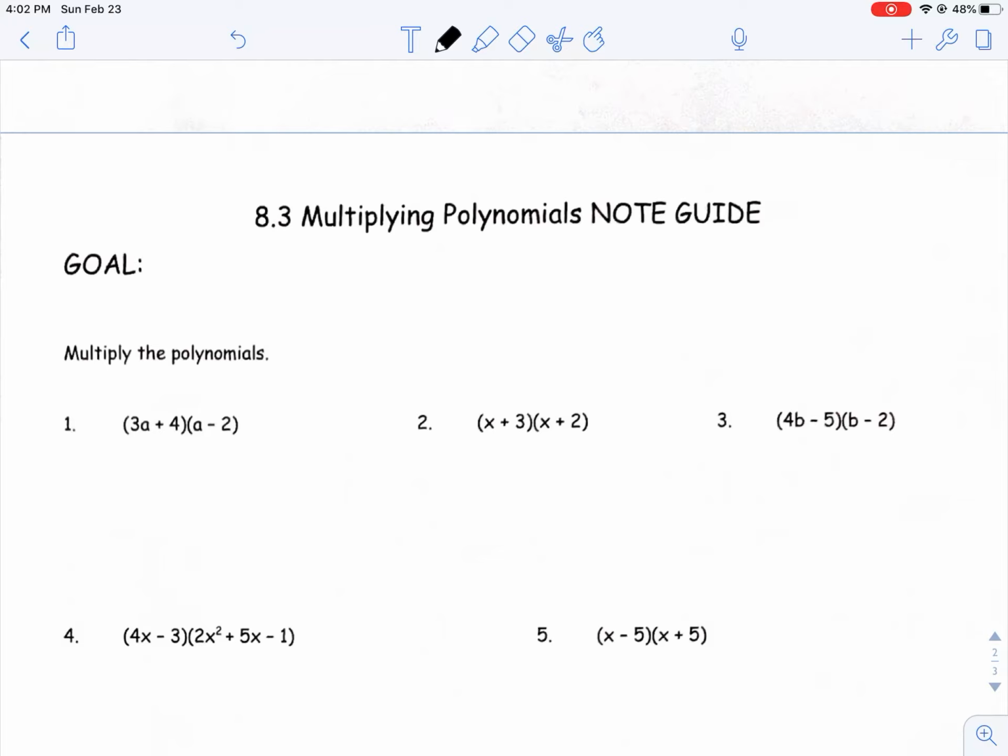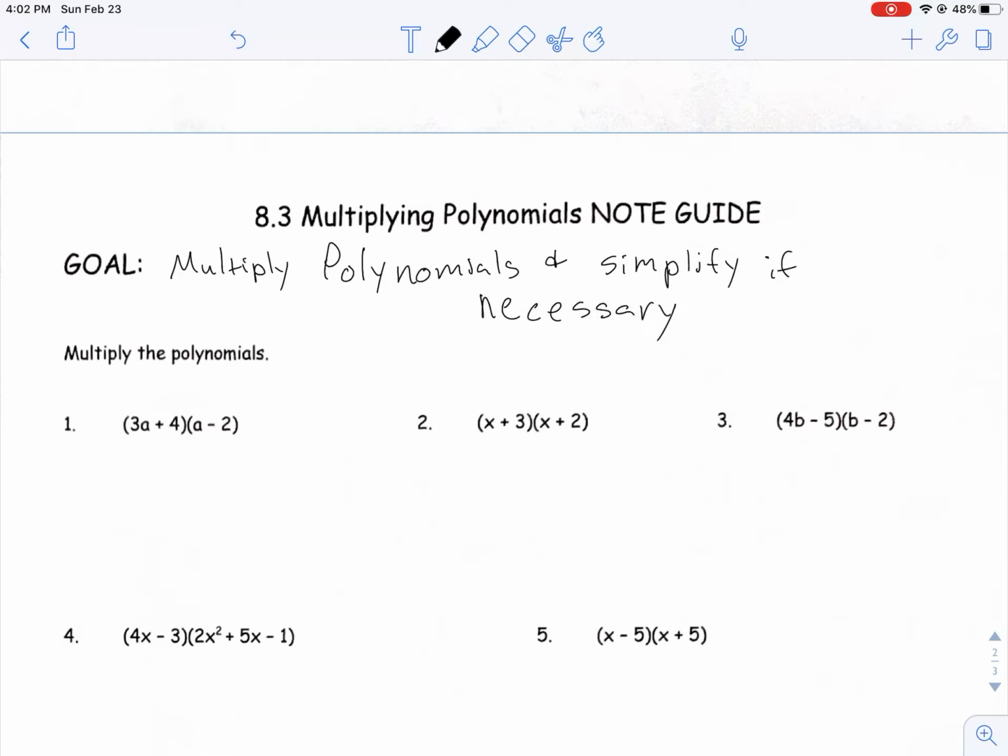Let's get the goal figured out first of all. Today's goal is to multiply polynomials and simplify if necessary. Multiply polynomials, and simplify if necessary. Okay.